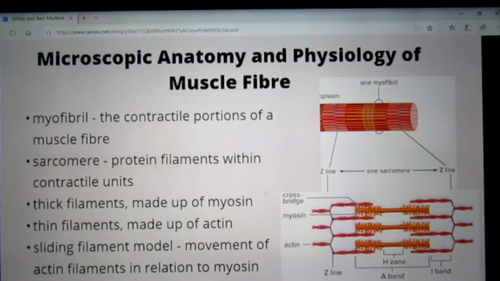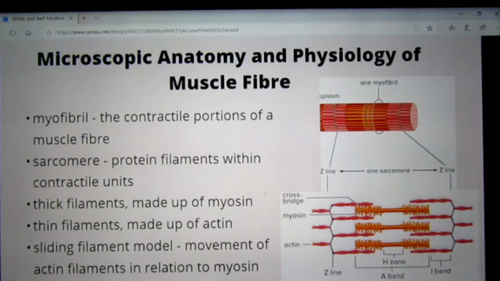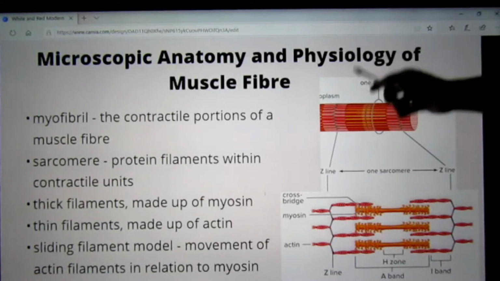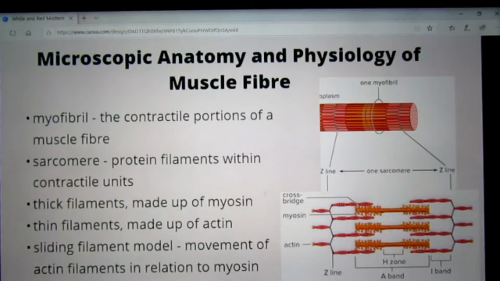So, what is myofibril? Myofibril is the contractile portion of a muscle fiber. How does our muscle fiber contract? It is all the work of myofibril. Myofibril gives the contraction to muscle fiber. By how? So you can see here, we have light and dark strands, right? This is why we call it striated muscle fiber.